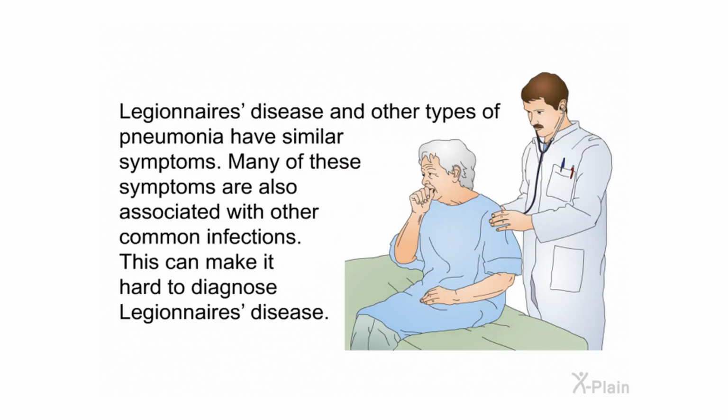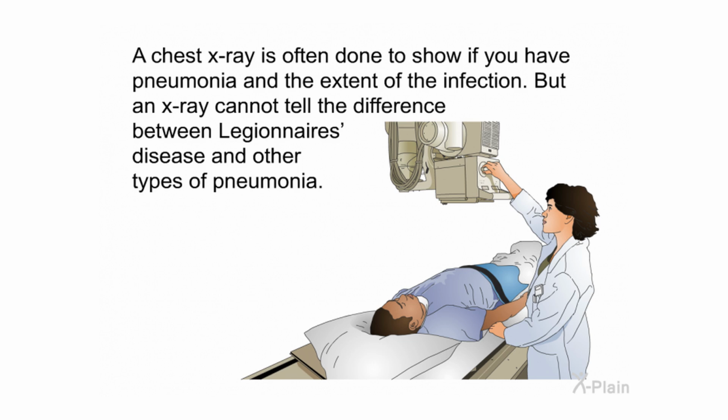Diagnosis. Legionnaires' disease and other types of pneumonia have similar symptoms. Many of these symptoms are also associated with other common infections. This can make it hard to diagnose Legionnaires' disease. A chest X-ray is often done to show if you have pneumonia and the extent of the infection, but an X-ray cannot tell the difference between Legionnaires' disease and other types of pneumonia.